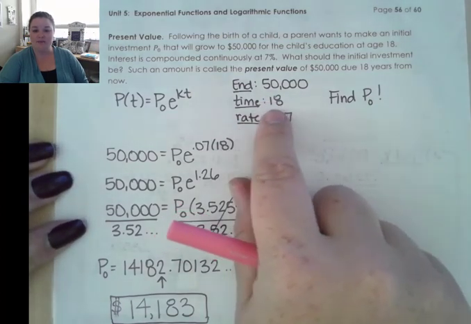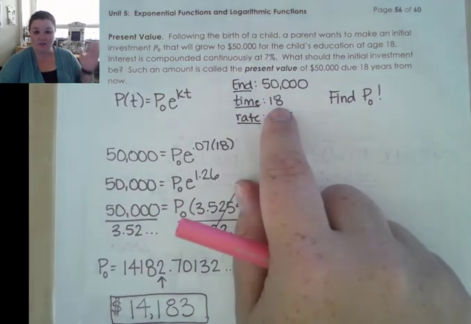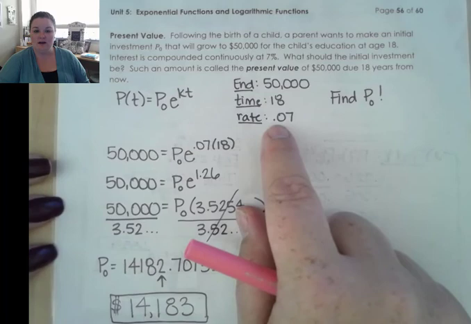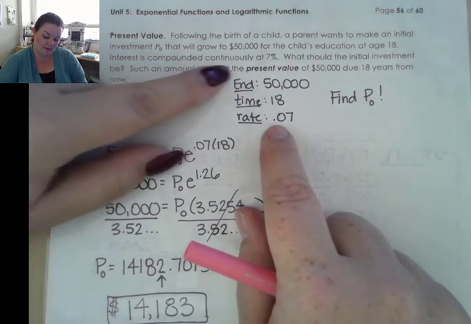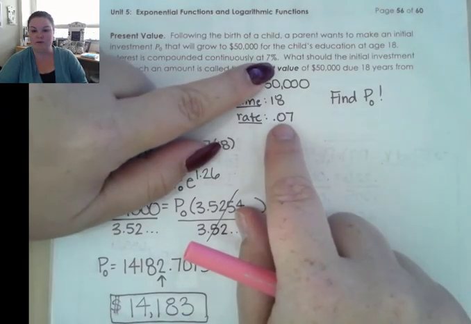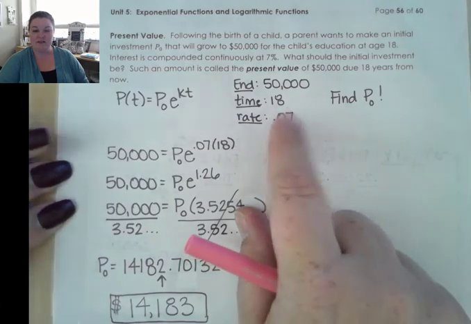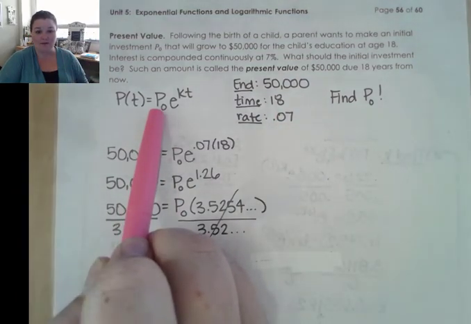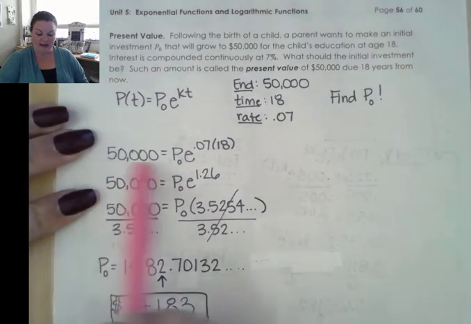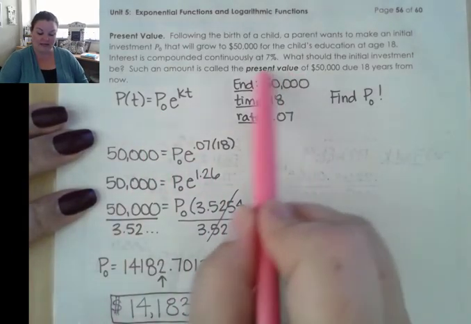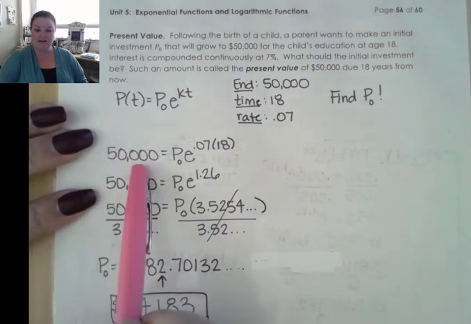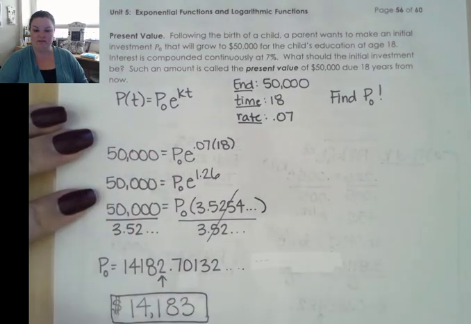And then the time that we're given is 18 years. The kid was just born and we hope to have this money by the time they're 18. And the rate is, it says it's compounded continuously at 7%. So our rate would be 0.07. So the thing that we don't know is how much money we need to invest to make this happen. Okay, so we go ahead and plug in everything that we know. Remember, this is our ending amount. So the 50,000 goes on the left-hand side, and we're solving for that initial investment.